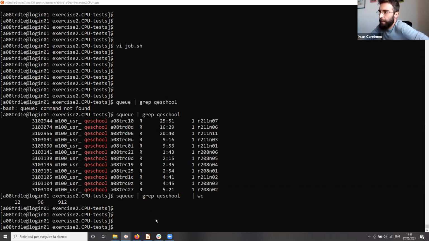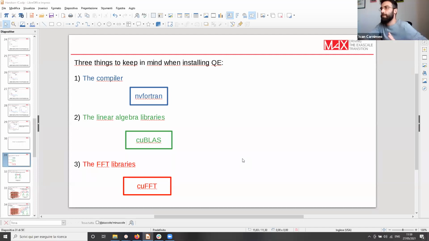And really, I think it is better to move to the GPU part. So please leave your calculation running on the cluster. You will see them later. And look here at the slides again.